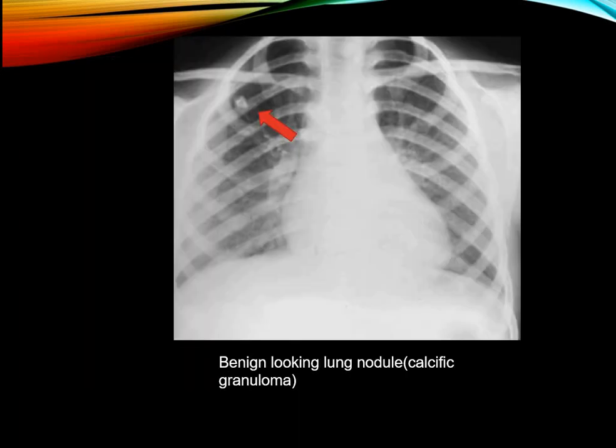This chest X-ray shows a calcified lung nodule in the right upper lung zone. It's a benign nodule, and here it's due to a granuloma.